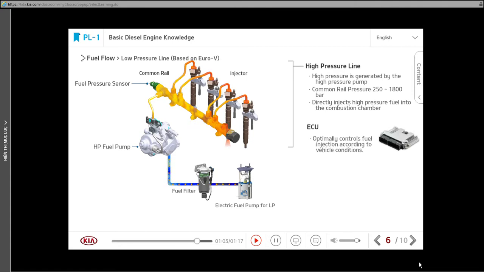At this point, the ECU controls the pressure control valves on the pump and the rail according to the vehicle conditions and driver's intention, ensuring optimum fuel injection.